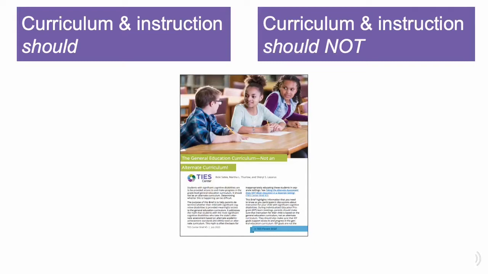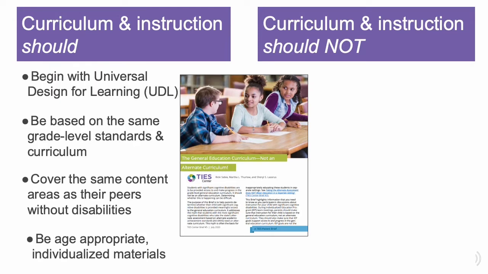For students with significant cognitive disabilities, there are some key considerations for what curriculum and instruction should look like. First, curriculum and instruction should begin with the Universal Design for Learning. It should be based on the same grade level standards and curriculum. It should cover the same content areas as their peers without disabilities. And lastly, it should be age appropriate and have individualized materials.